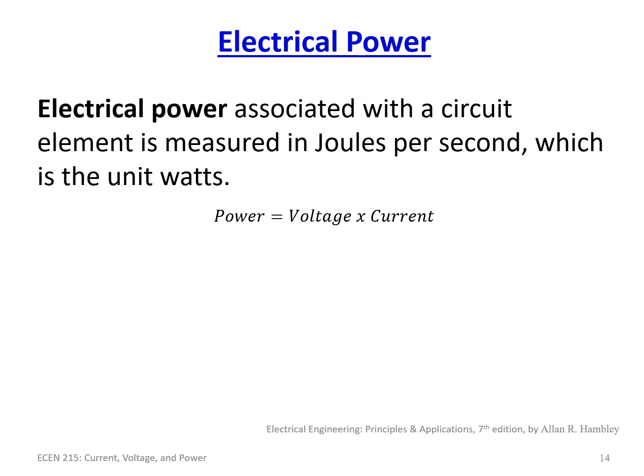So now let's talk about electrical power. The definition of electrical power is associated with a circuit element and it's measured in joules per second, and its unit is watts. So the simple formula, and it's true for everything we're going to learn in this class, is voltage times current. And remember, voltage is joules per coulomb and current is coulombs per second.